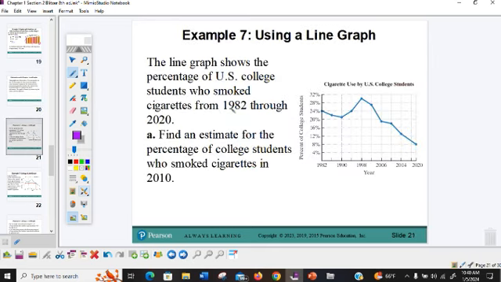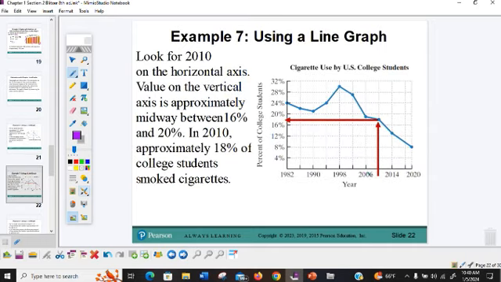So this says the line graph shows the percentage of U.S. college students who smoke cigarettes from 1982 to 2020. Find and estimate the percentage of college students who smoke cigarettes in 2010. Okay, so 2010 would be right here. If you follow it up and you look at this dot, that represents our data, you need to figure out the percentage. So if you go this way, that's about halfway between 20% and 16%. So we would estimate that it's 18% of the college students.